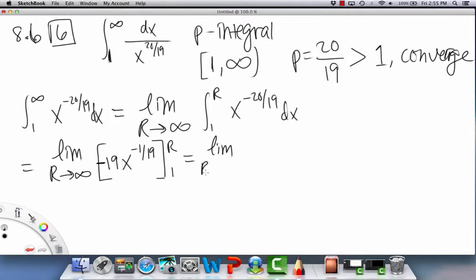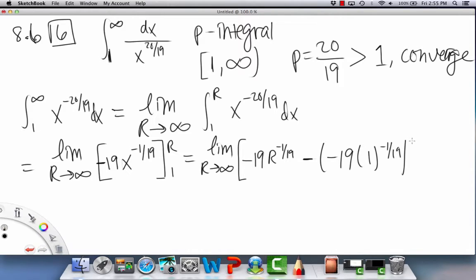So we still have our limit out here in front. And then we get negative 19 r to the negative 1 over 19, and then minus a negative 19 times 1 to the negative 1 over 19. So this second term here, these are going to turn positive. So this is just going to be a positive 19.